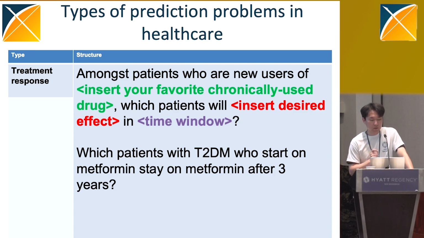The next example is about treatment response. For treatment response, we can ask, among patients who are new users of a certain treatment, which patients will show a response in a specific time window. So for example, we can think about this question: which patients with type 2 diabetes who start metformin stay on the metformin after 3 years?